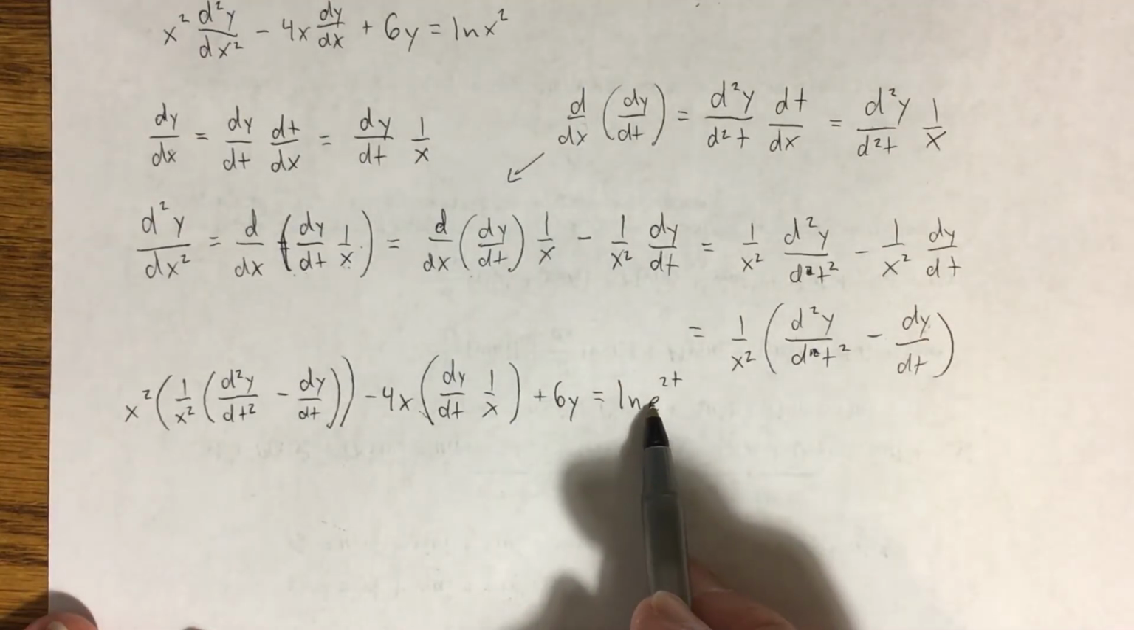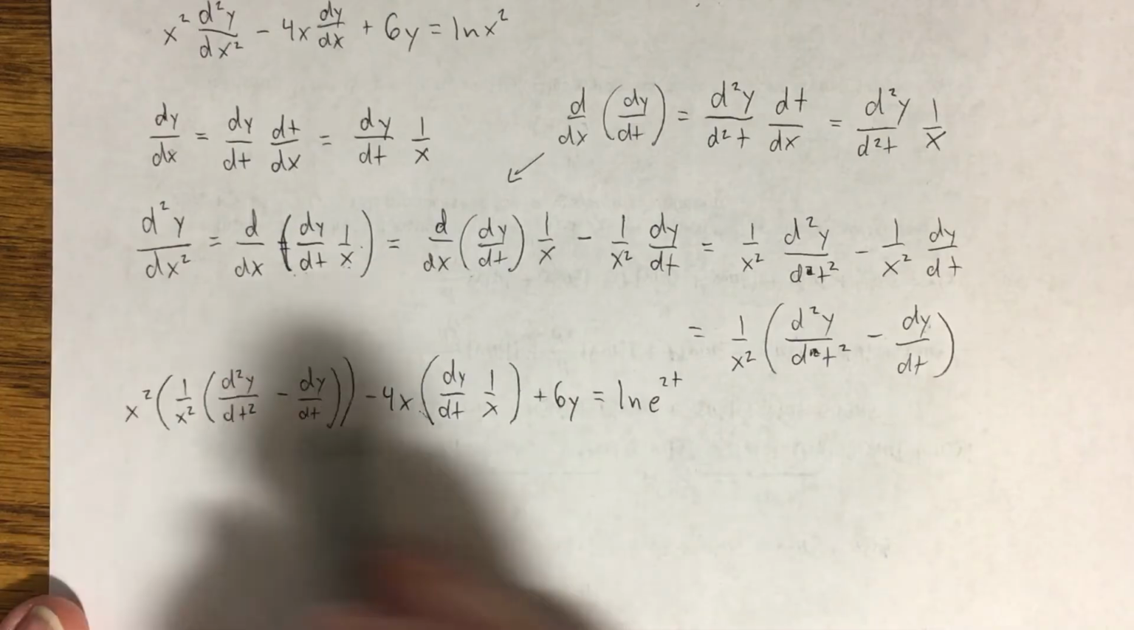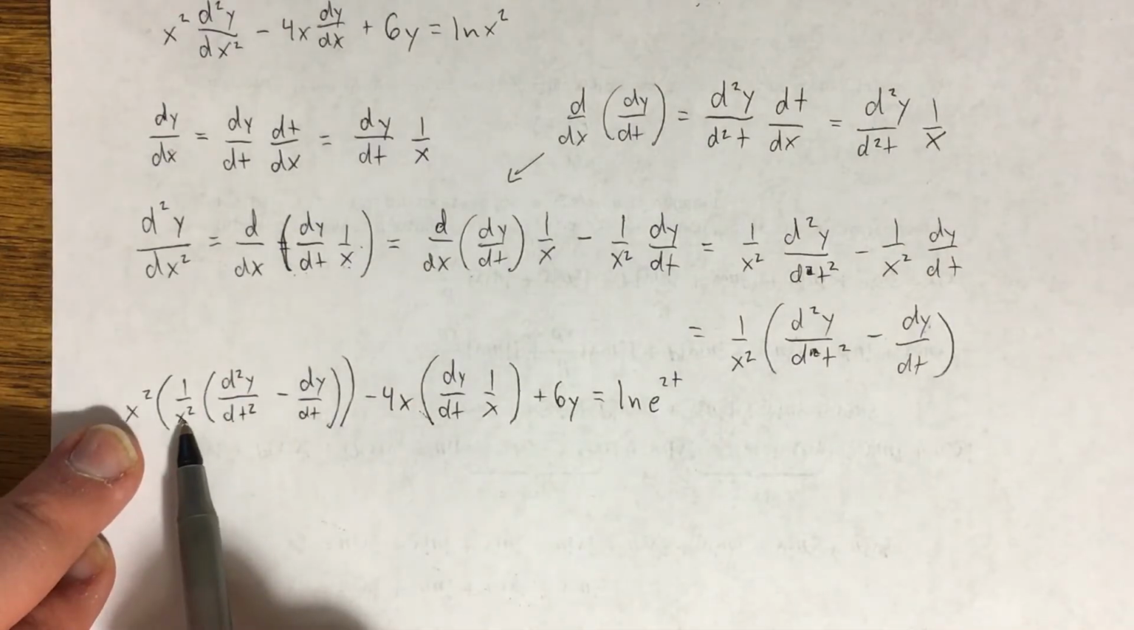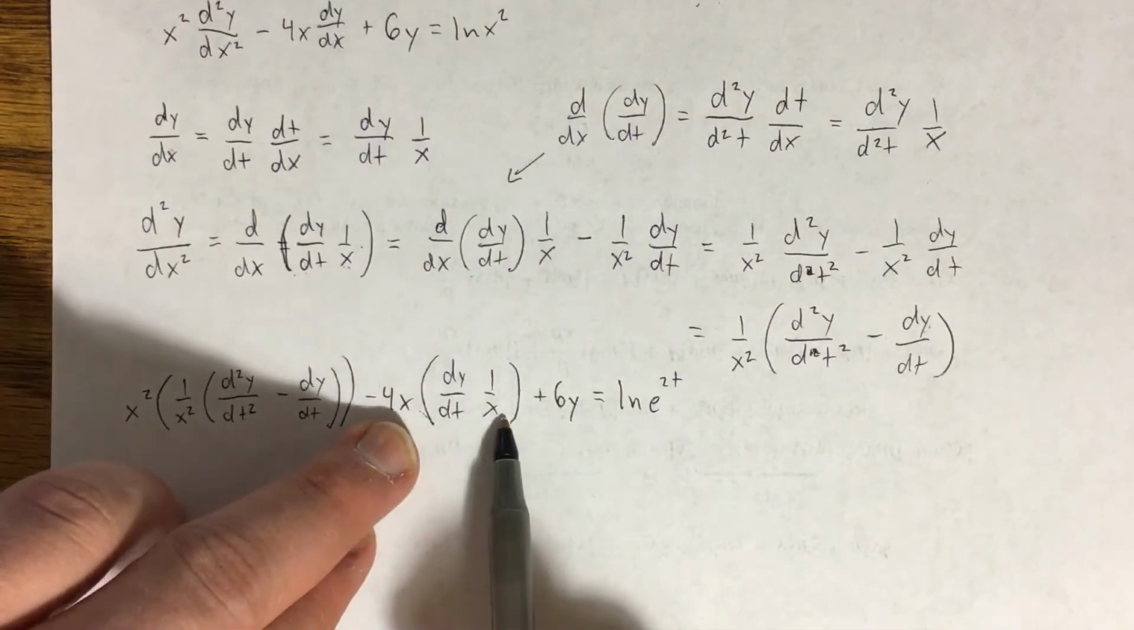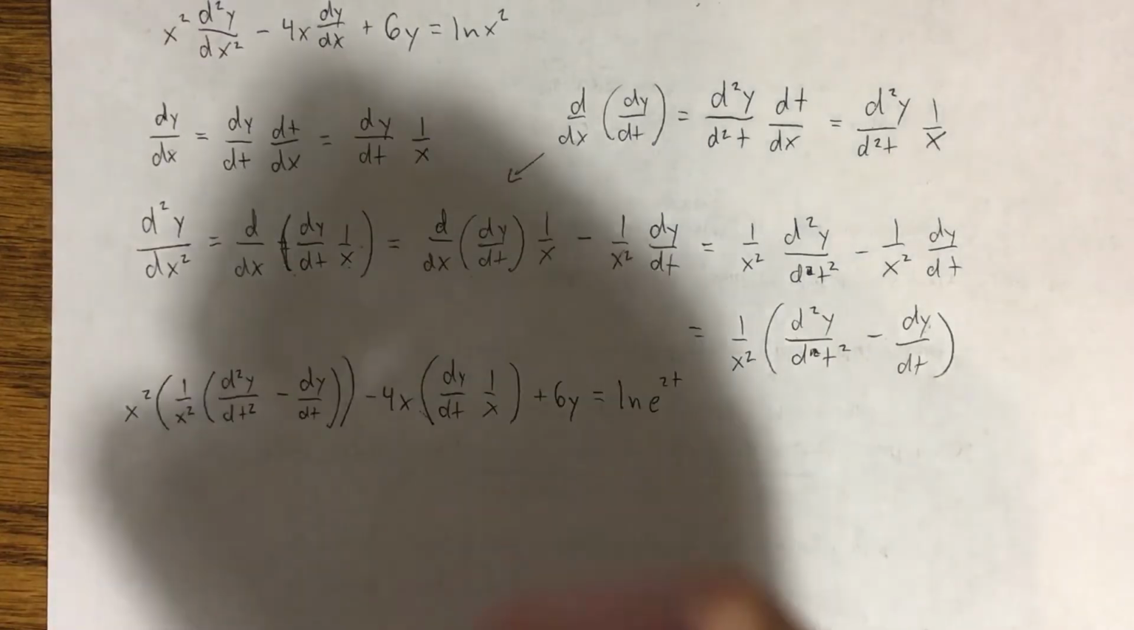Notice the natural log and the e will cancel out, giving me a 2t there. So simplifying everything down, you're seeing the x squareds cancel here. You're seeing the x's cancel here. Everything is going to be in terms of t now.